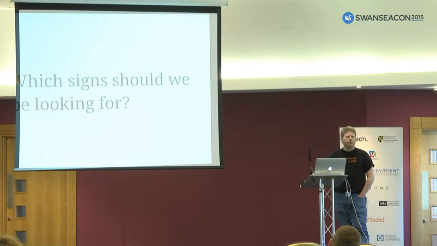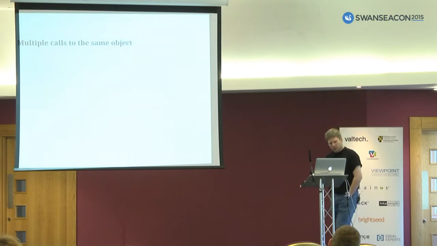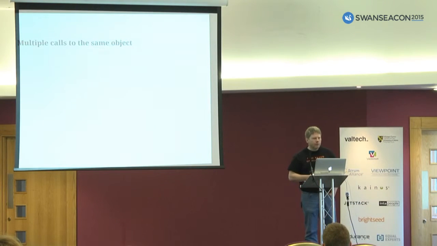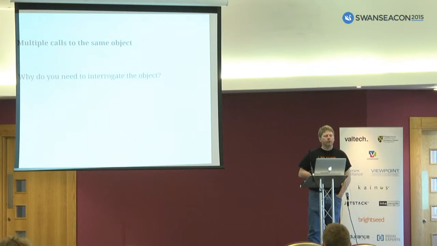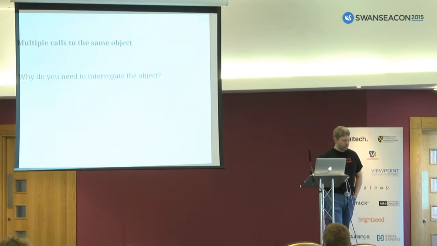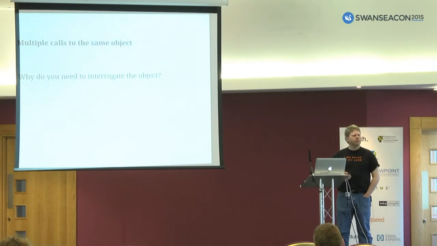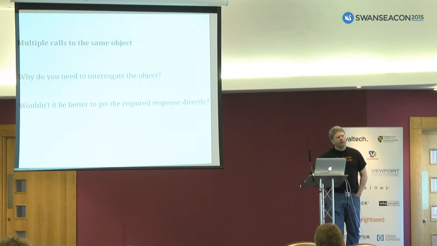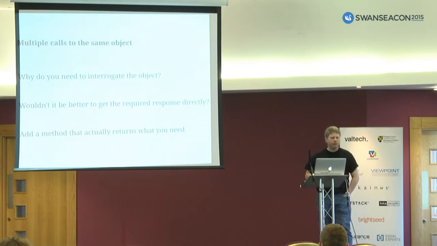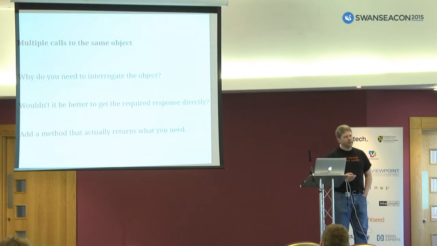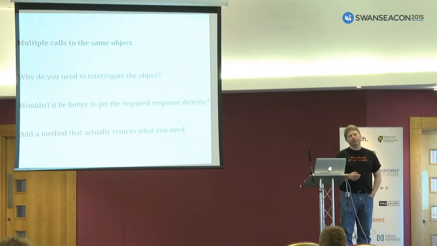So what should we be looking for then? What signs are we interested in looking at? If we think about tell, don't ask, then we might have multiple calls to the same object. And ask yourself, why do you need to interrogate this specific object? What is the reason for that? And wouldn't it be better just to get what you need directly? Probably. Therefore, add a method that actually returns what you need, instead of interrogating something.